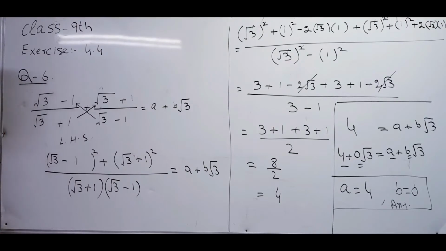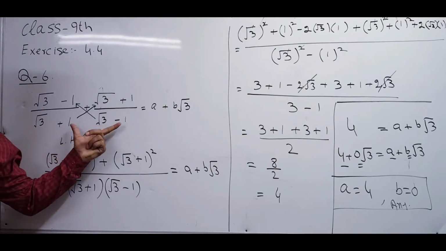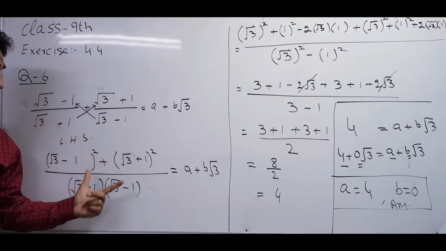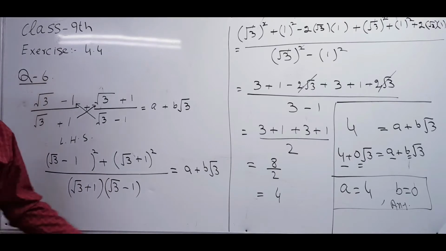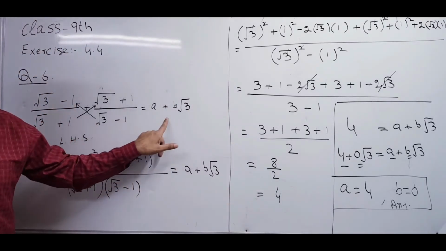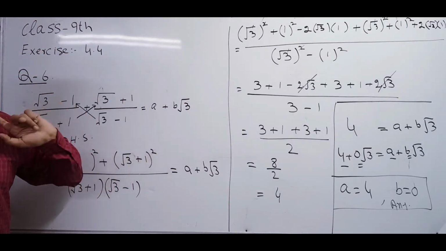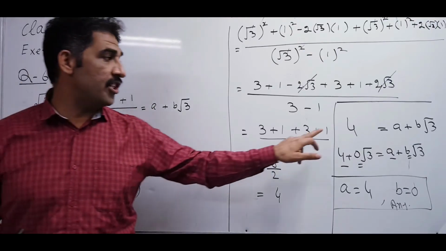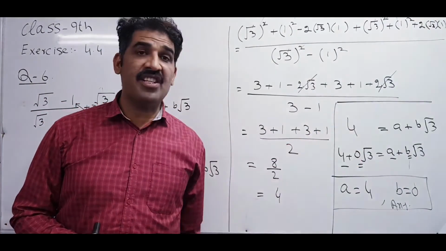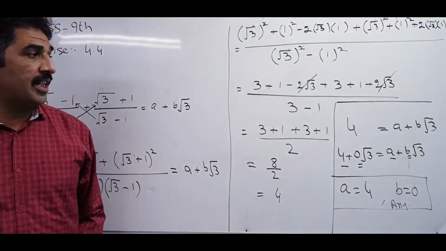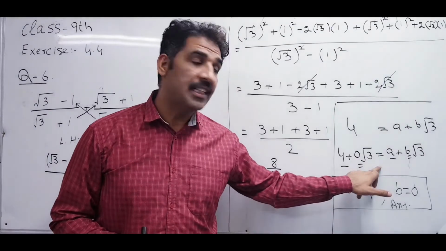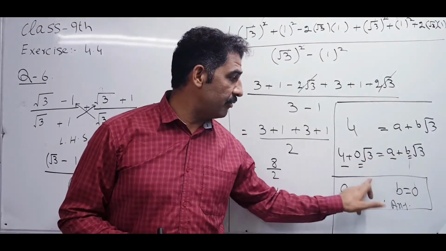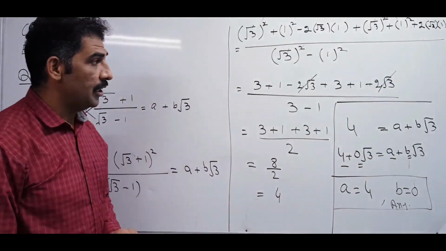Got it? Again I repeat the steps. First, you have to simplify the left hand side and change it into a single fraction. Okay? When we simplify and change into a single fraction, then you compare with the right hand side. The number without the surd form is equal to a. The number with the root 3 will become equal to b. But if there is no such term here, that's why we will multiply 0 into root 3. So the value of b is equal to 0 and the value of a is equal to 4. Hope all of you understand.